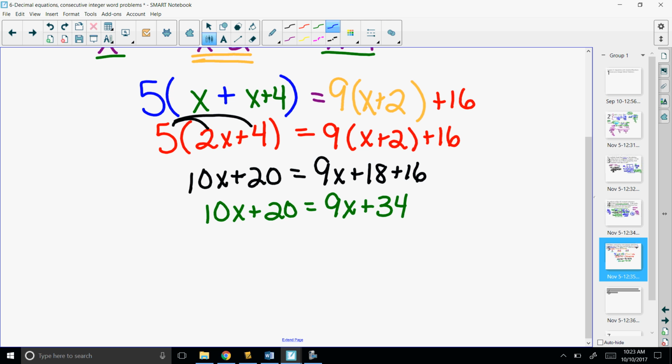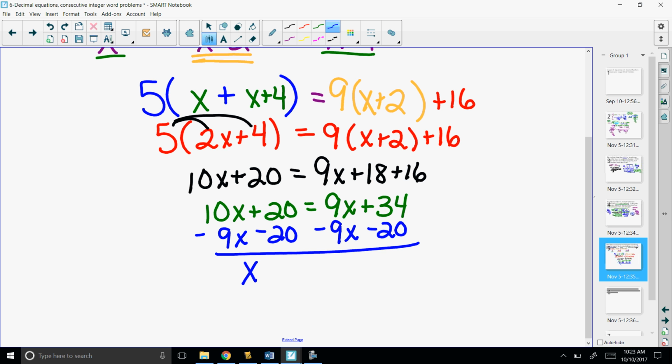Move the x's over. Does it matter which direction? No. But if I subtract 9x from both sides, it's going to make it positive on the right-hand side, which means I need to move the 20 over to the other side by subtracting it. So you get 1x, the 20s cancel, the 9x's cancel, and you get 14.